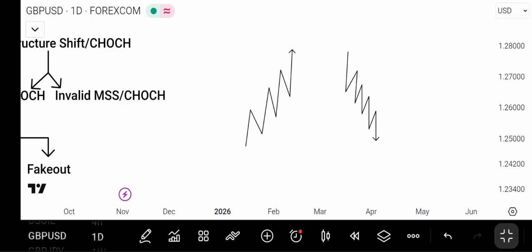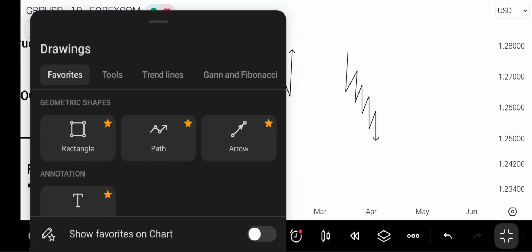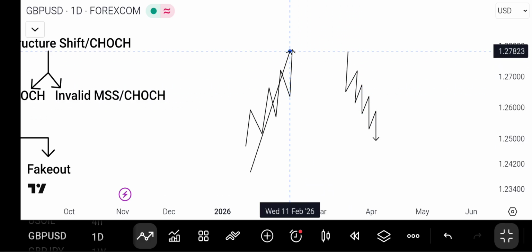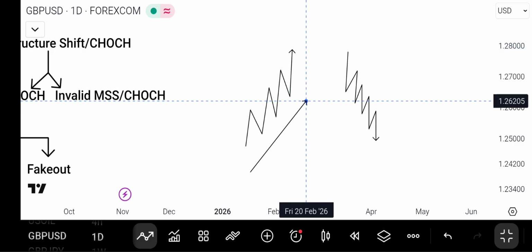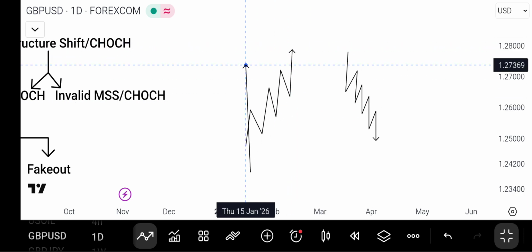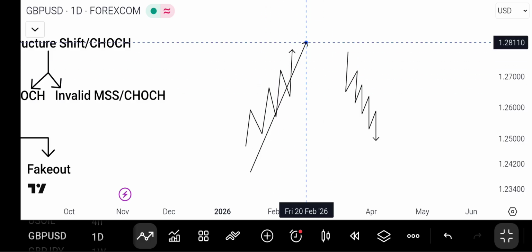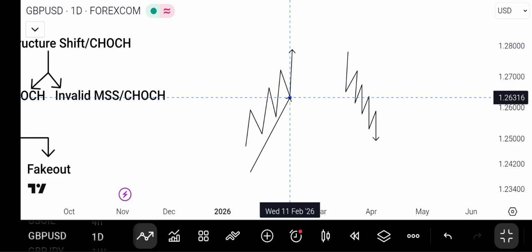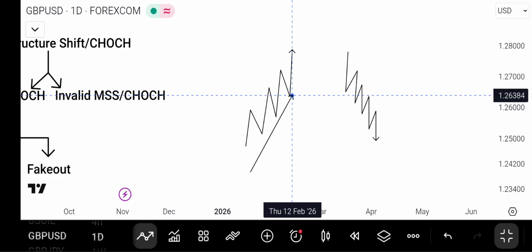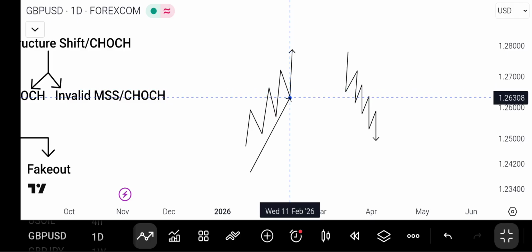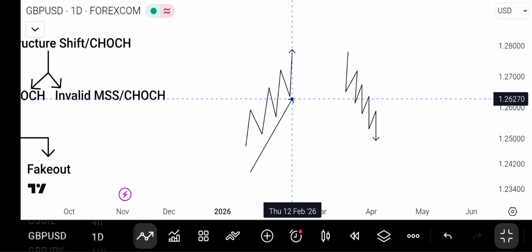Whenever a market is in an uptrend or downtrend, you don't just expect a structure shift. No, you don't expect the market to shift structure for nothing. Your lower time frame structures shift only when it meets a higher time frame supply or demand zone.